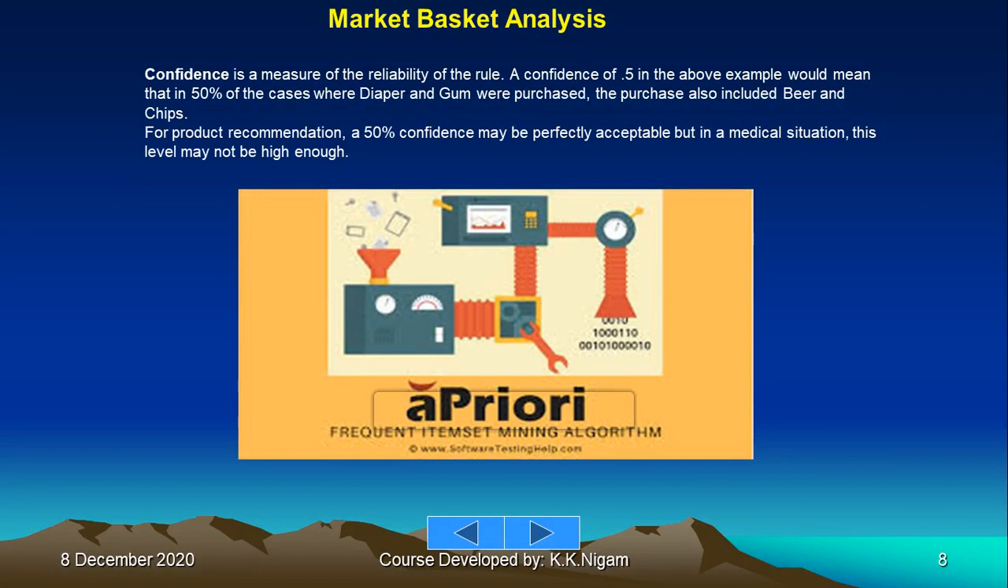Confidence is a measure of the reliability of the rule. A confidence of 0.5 in the above example would mean that 50% of the cases where diaper and gum were purchased, the purchases also include beer and chips. For product recommendation, a 50% confidence may be perfectly acceptable, but in a medical situation, this level may not be high enough.